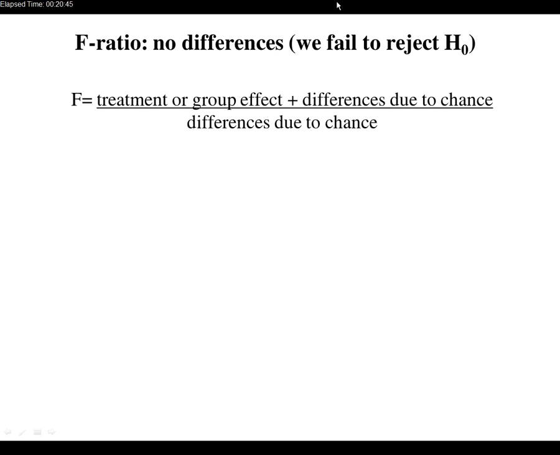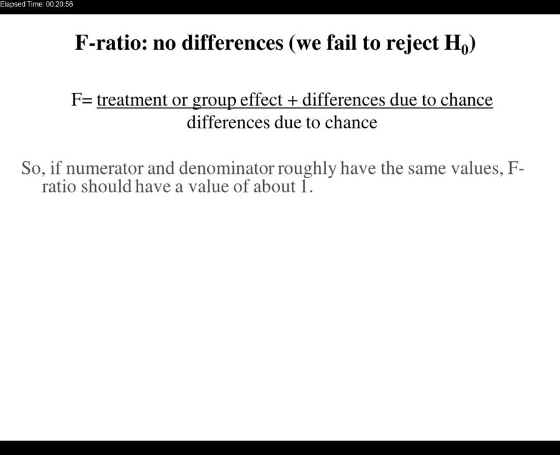Okay, and an F ratio with no differences means that we fail to reject the null hypothesis. Okay, and treatment or group effect plus the differences due to chance divided by differences due to chance. All right, so what does that mean? You're going, DiCarlo, you're confusing me.